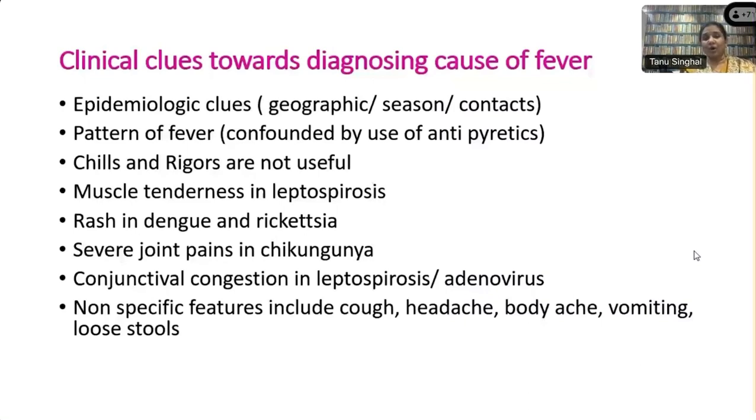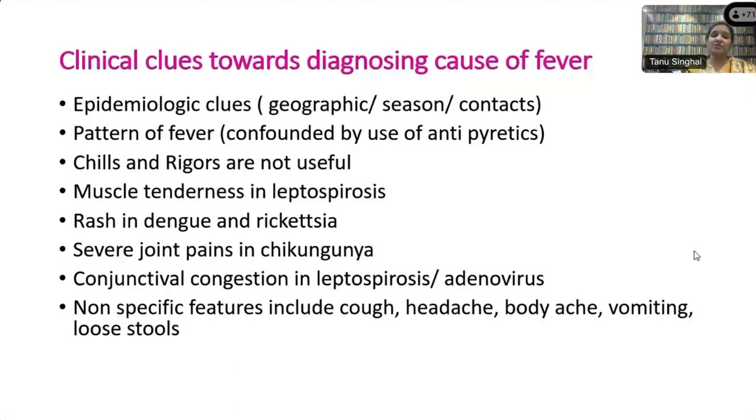Because you can have chills even in influenza, you can have it in pyelonephritis, you can have it in abscesses, you can have it in dengue. So it's not, and so also rigors. So it's not that these are pathognomonic for malaria.